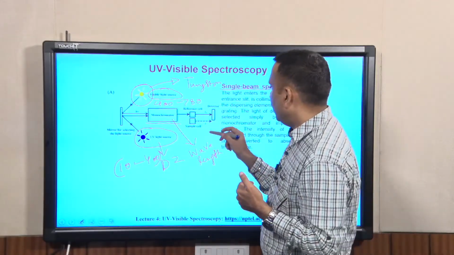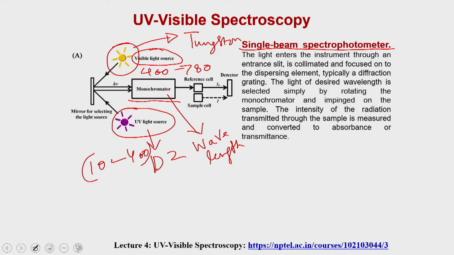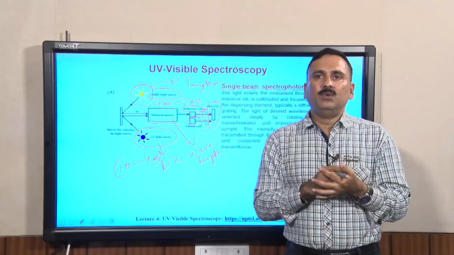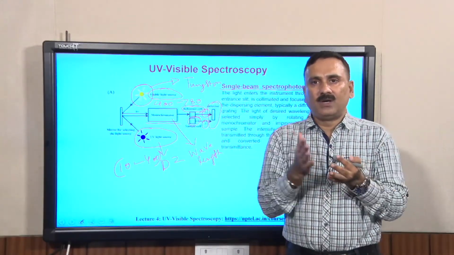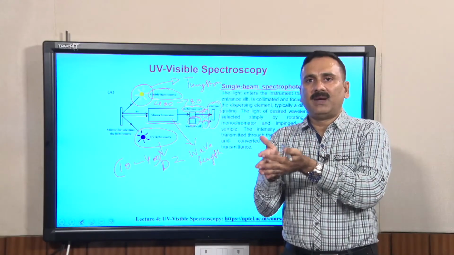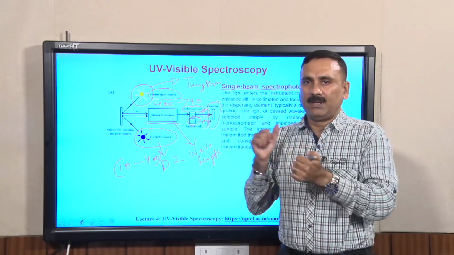Next you have the reference cell and the place where you can keep the samples. So, you can have the reference cell as well as the sample cell, and then you have the detector. The detector tells you the intensity of I and the intensity of I 0. Using those two, you can tell the amount of light being absorbed by the sample.